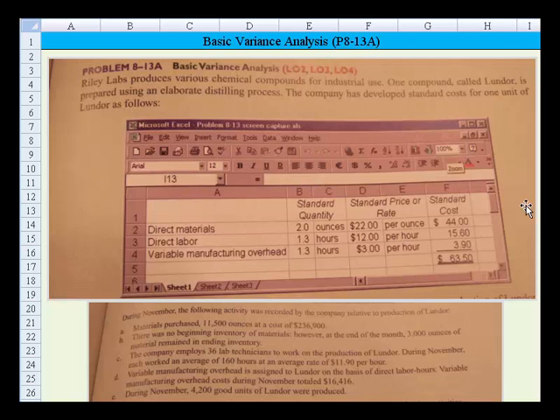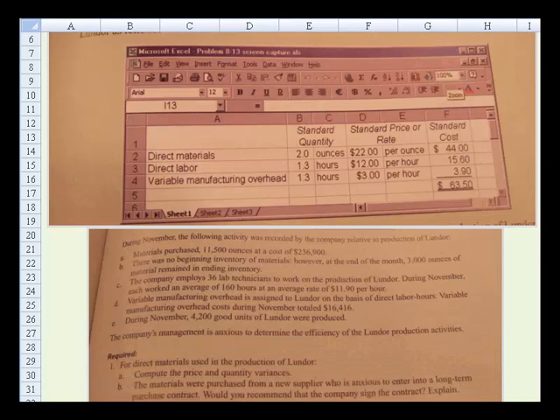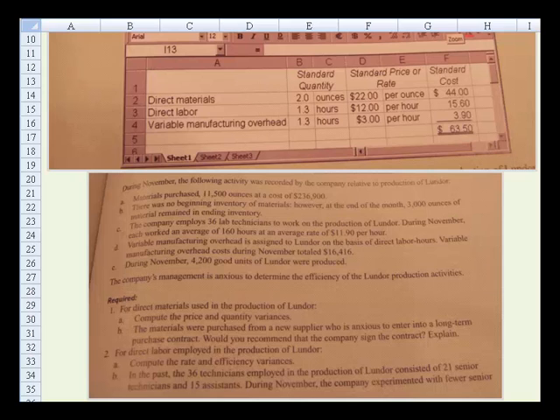Alright, then we've got items A through E that we need to understand. Item A says material purchased was 11,500 ounces at a cost of $236,900. And rather than read the rest of them, let me just slide down. We can get to the requirements, and we'll read what we need to. Okay, so it says for direct materials used in the production of Lundor, compute the price and quantity variances, and then on B, it tells us that the materials were purchased from a new supplier who's anxious to enter into a long-term purchase contract. Would you recommend we sign the contract?